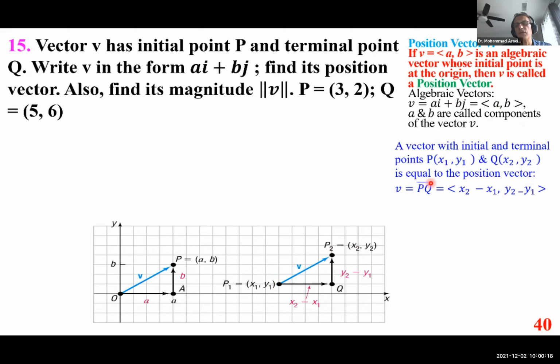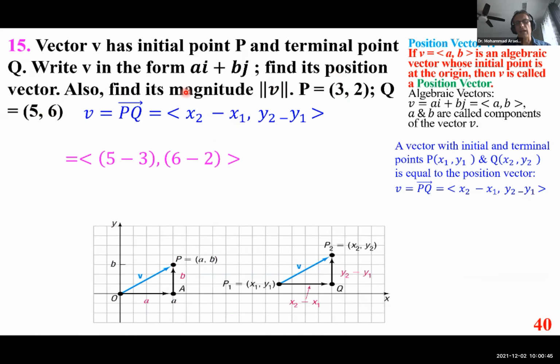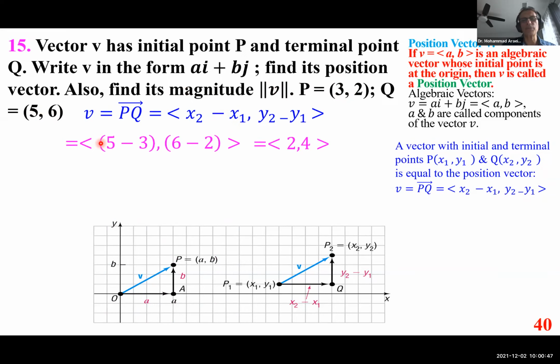This is the notation for a vector when you put the arrow at the top. X sub 2 minus x sub 1, these are the components, and y sub 2 minus y sub 1, these are the components. So if I want to come up with that, x sub 2 minus x sub 1, we are going to write the second point, which is 5, 6. Okay, so we're going to put 5 minus 3, and then 6 minus 2, and that results in 2, 4. This is absolutely fine if you want to write it in this format.